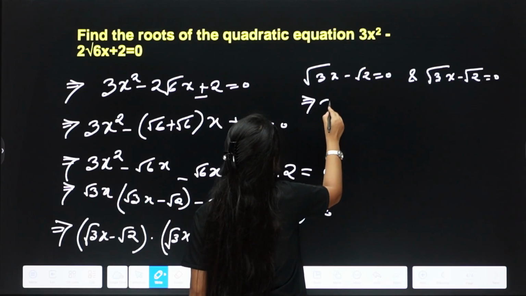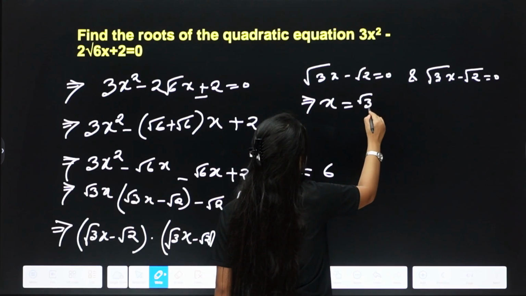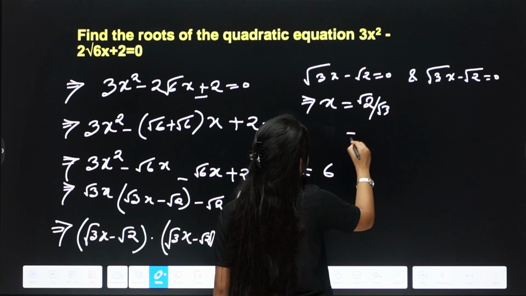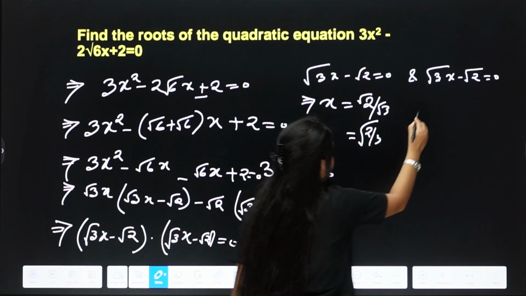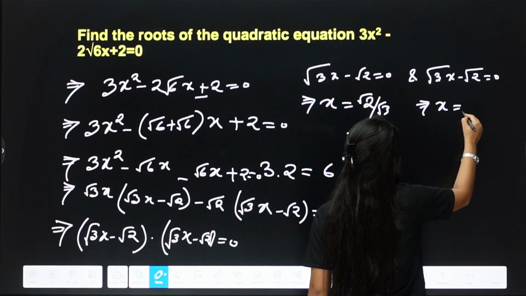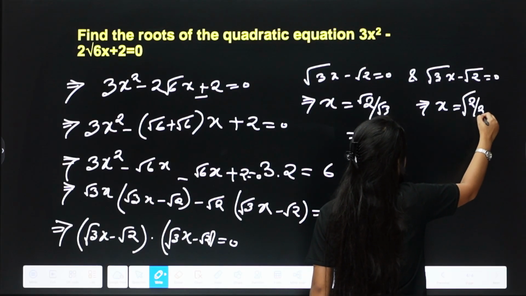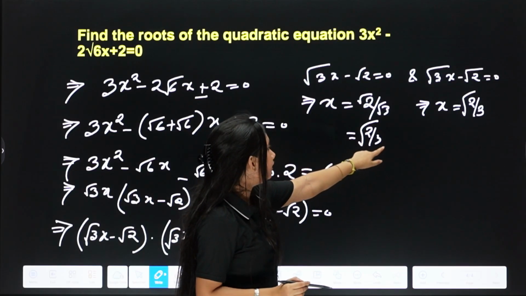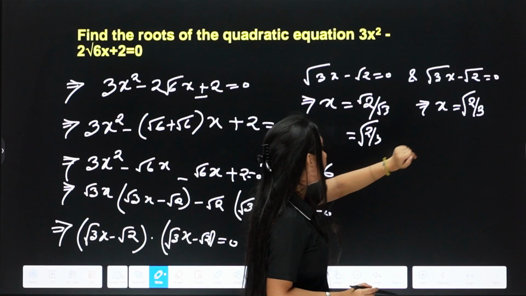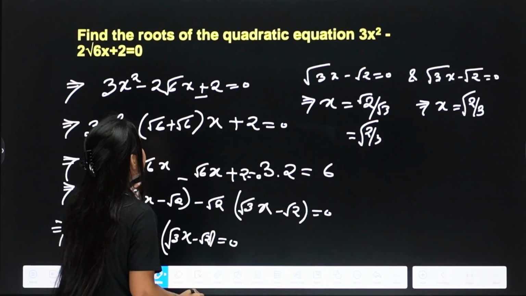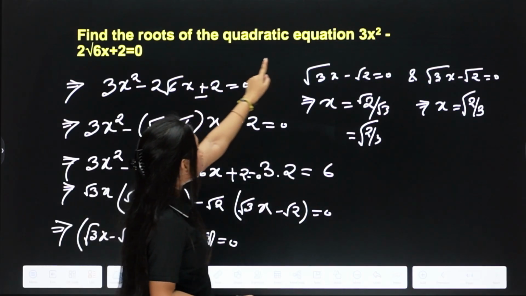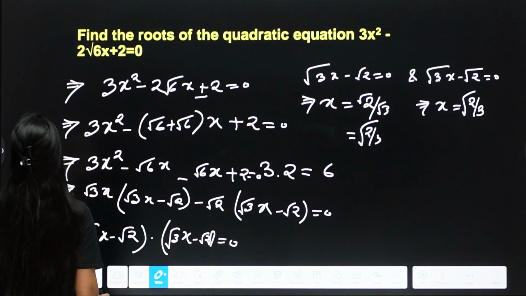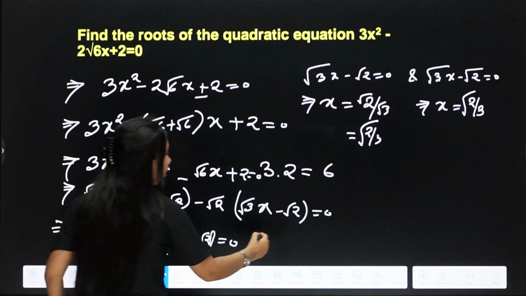Then here x will be root 2 by root 3, that is root 2 by 3. Again x is equal to root 2 by 3. So here x is equal to root 2 by 3 and here also x is equal to root 2 by 3. So root 2 by 3 is the root of the equation 3x square minus 2 root 6x plus 2 is equal to 0. So we have solved it.